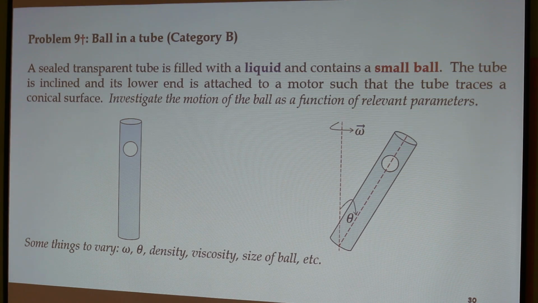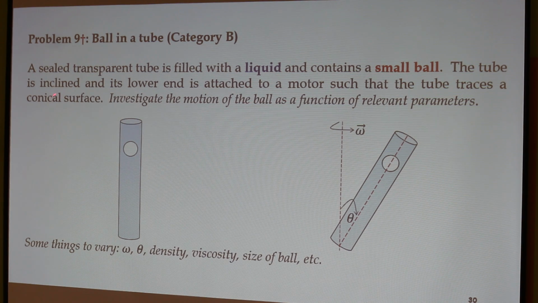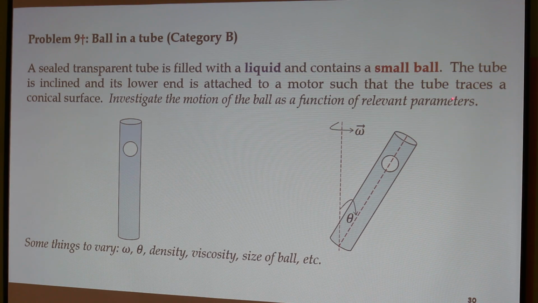Cat B. We have a silk transparent tube filled with a liquid, and it contains a small ball. The tube is inclined and its lower end is attached to a motor, such that the tube traces a conical surface. Investigate the motion of the ball as a function of relevant parameters.